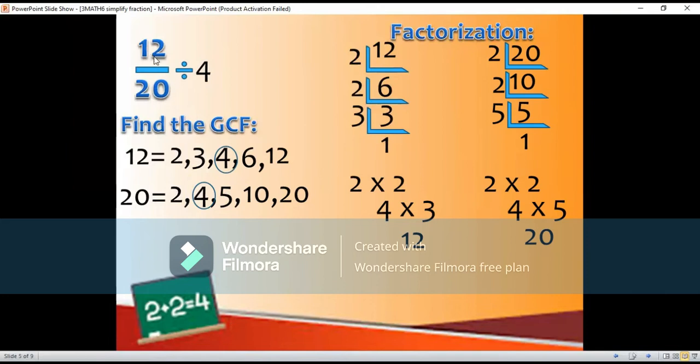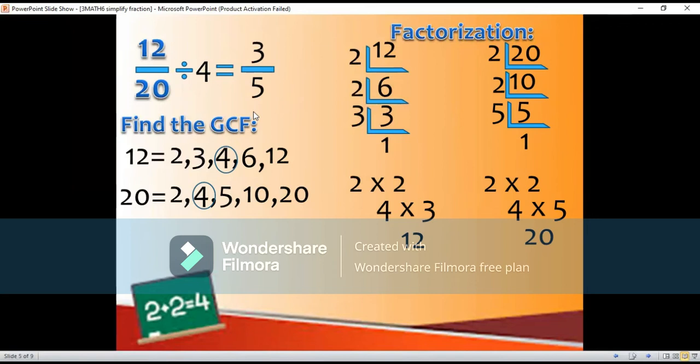So 12 divided by 4 is 3. Then write the bar line. Then 20 divided by 4 is 5. So now this is the lowest term of this fraction. 3/5 is the lowest term. Now, did you get it, class?